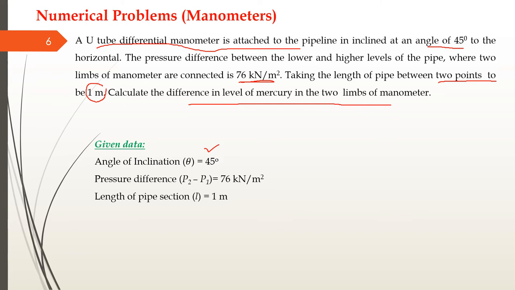So this is your given data: angle of inclination 45 degrees, pressure difference 76 kilonewton per meter square, and length of the pipe section under consideration is 1 meter.